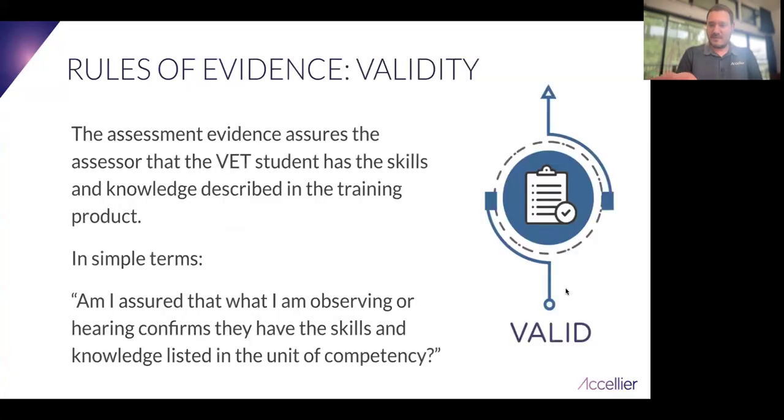So this is back to the term validity again, just like in the principles of assessment, but through the lens of evidence now. So it says that we need to be assured that the student has the skills and knowledge described in the unit. In simple terms, am I assured that what I'm observing or hearing confirms that they have the skills and knowledge listed in the unit of competency? That's the simplest way that we can put validity through the lens of the rules of evidence.